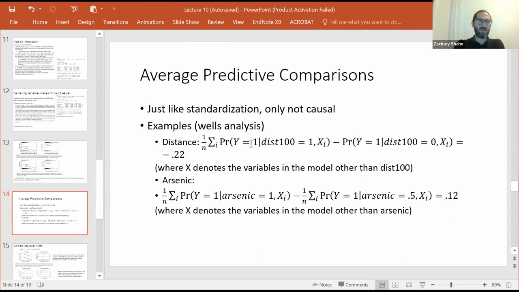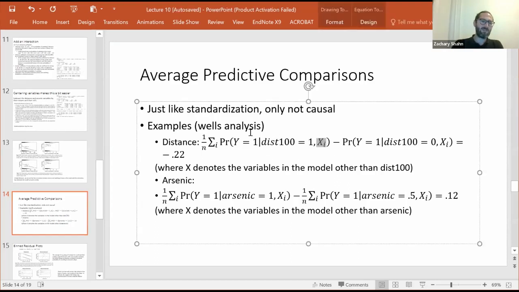Because there's nothing about exchangeability here. Exchangeability is what allows you to interpret things as causal. Standardization is what allows you to combine the causal effects within each level of the covariates, like each of those conditional causal effects, into an average effect. But the causal part isn't coming from that averaging that we're doing here. The causal part comes from conditioning on covariates that make treatment exchangeable with the outcome.